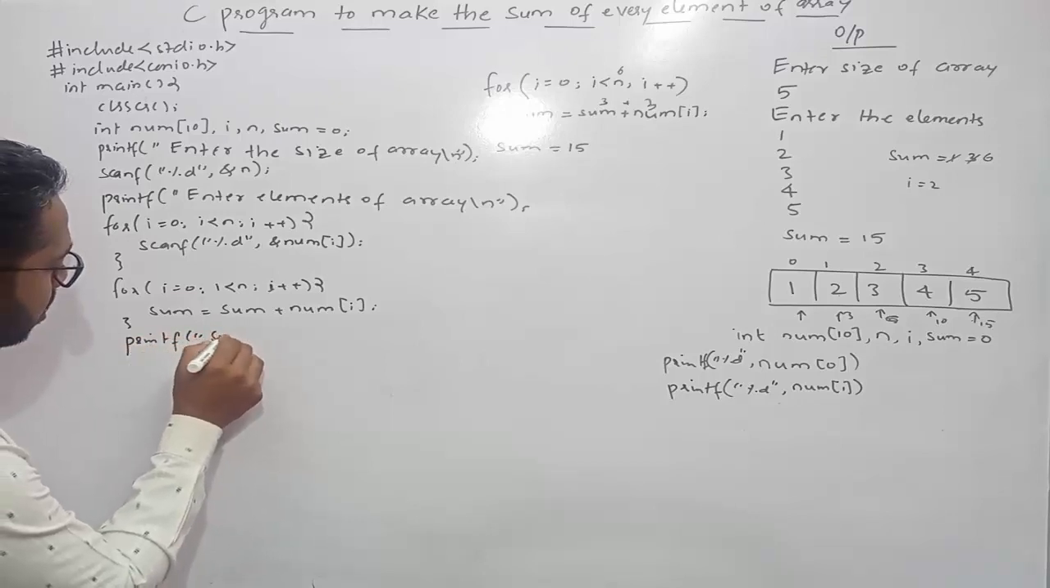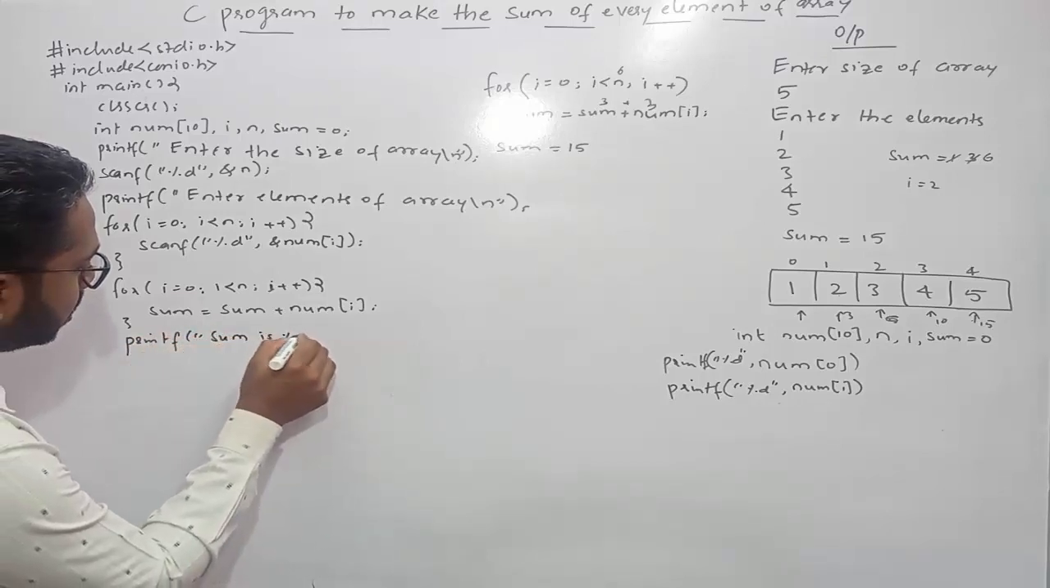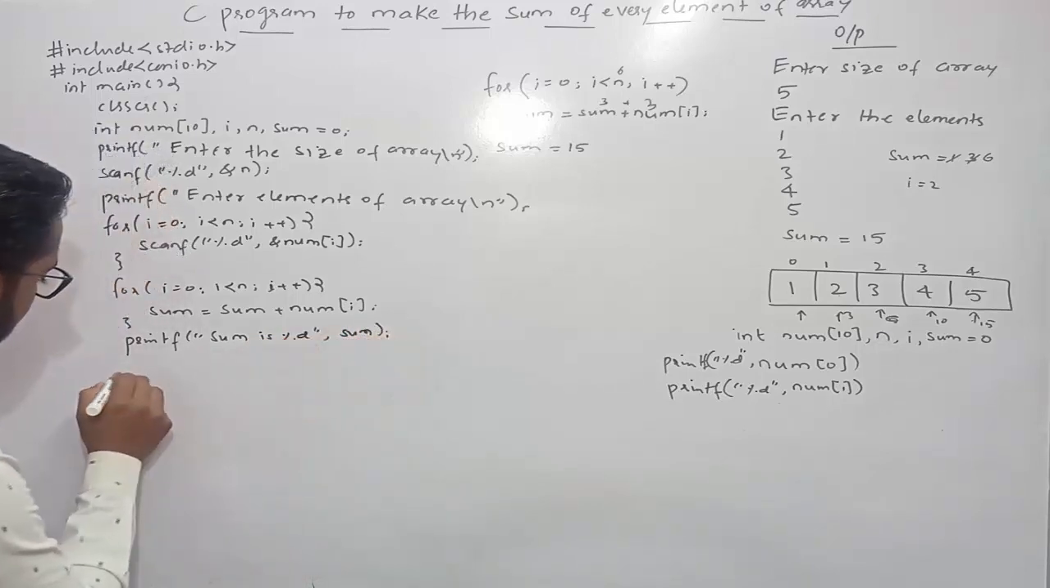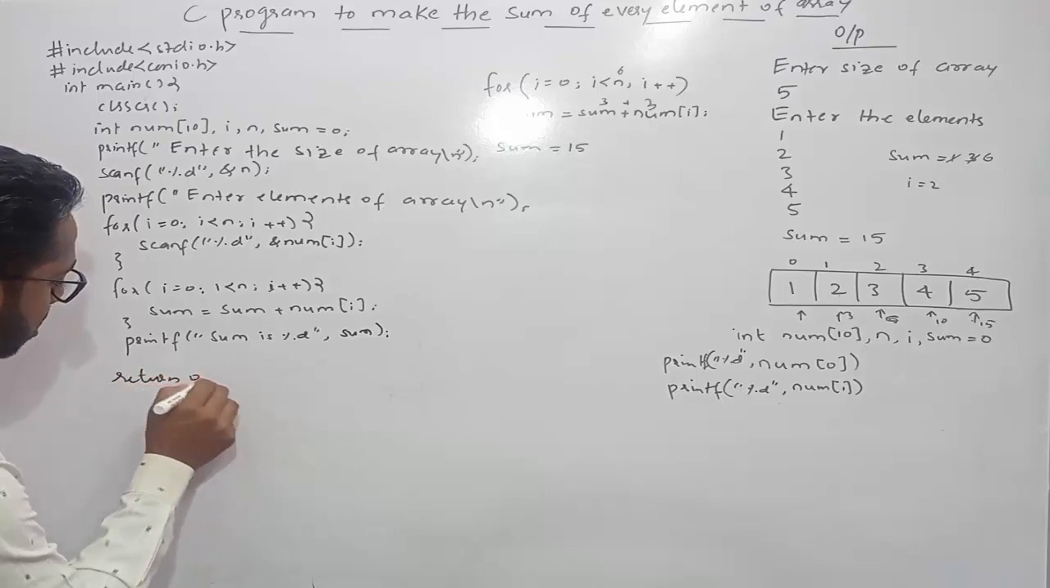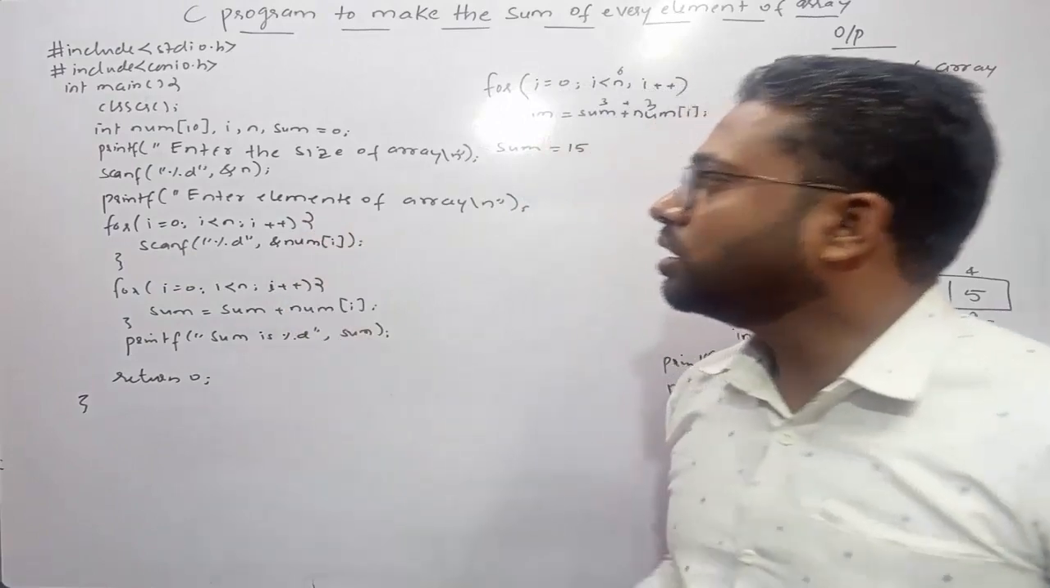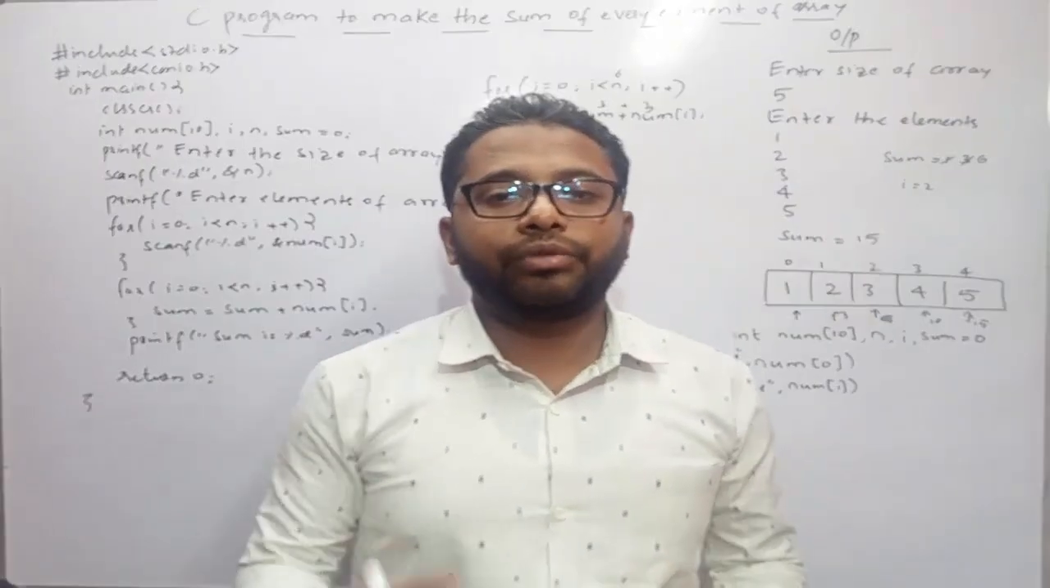Then printf sum is %d and then sum, return 0 and then close the curly bracket. Okay. So this is how you can write a C program to make the sum of each and every item of an array.